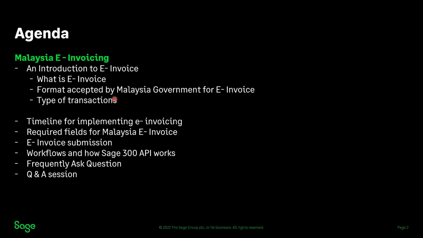When we talk about the format, it's a file format that you need to submit when you do a submission to LHDN, and it is only accepted by LHDN. We will go through this format when we come to that slide later. There are 4 types of transactions that you need to report to LHDN to prove your income and expenses. And then the timeline for implementing.